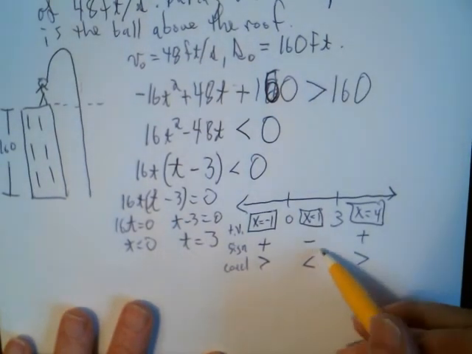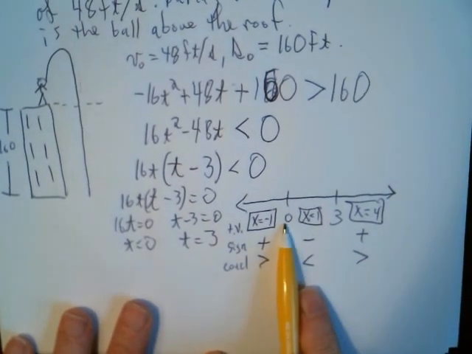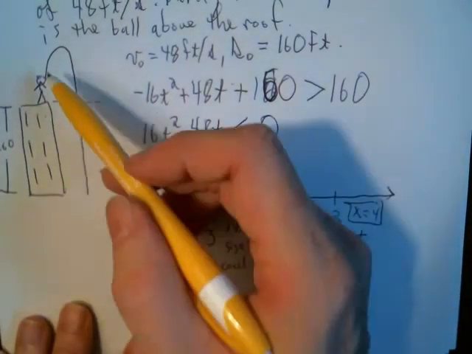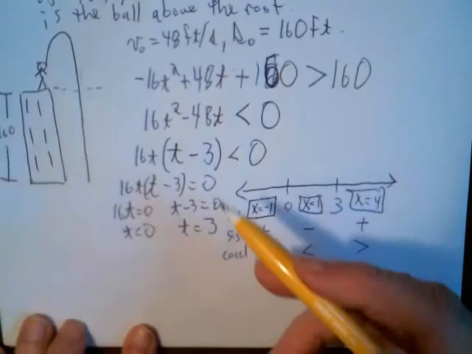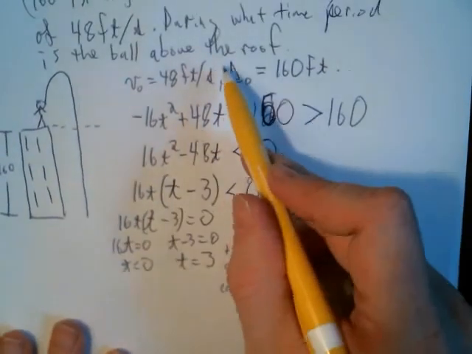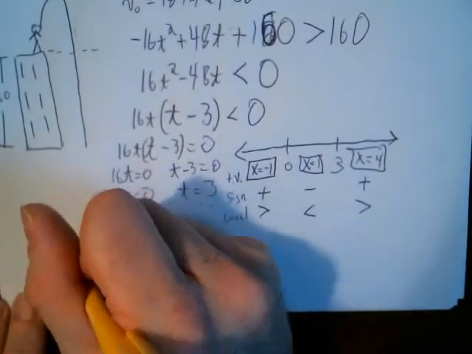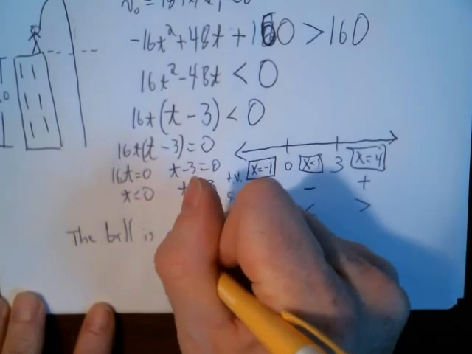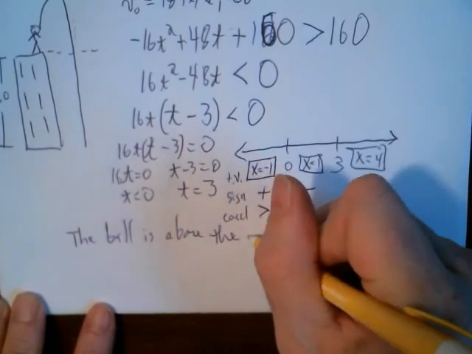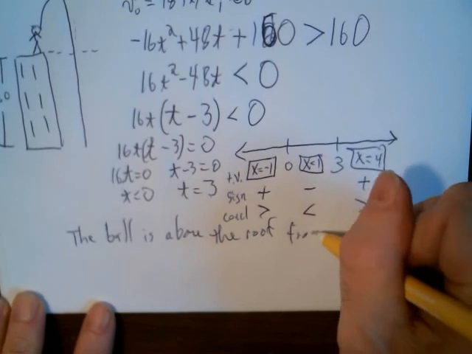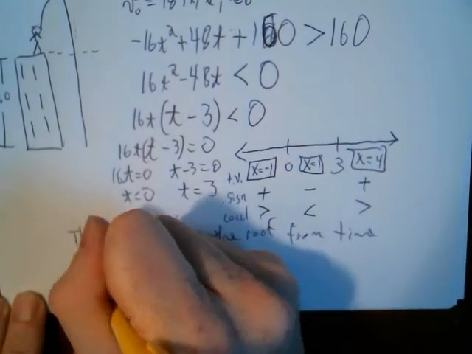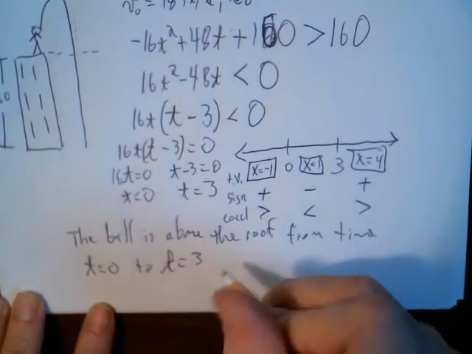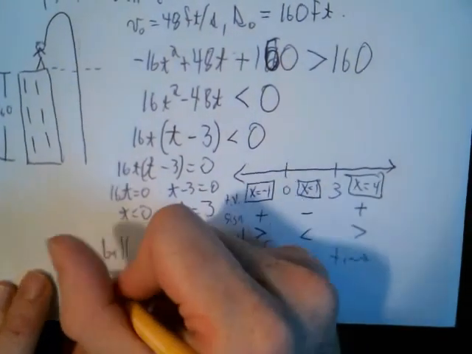It's this interval right here that we want. So from time t equals 0 to t equals 3, and that makes sense. In the beginning, it's above the roof, he's throwing it straight up. 3 seconds later, it goes below. Okay? So during what time period is the ball above the roof? The ball is above the roof from time t equals 0 to t equals 3. Okay? And that's it, seconds. I guess we should put seconds there.